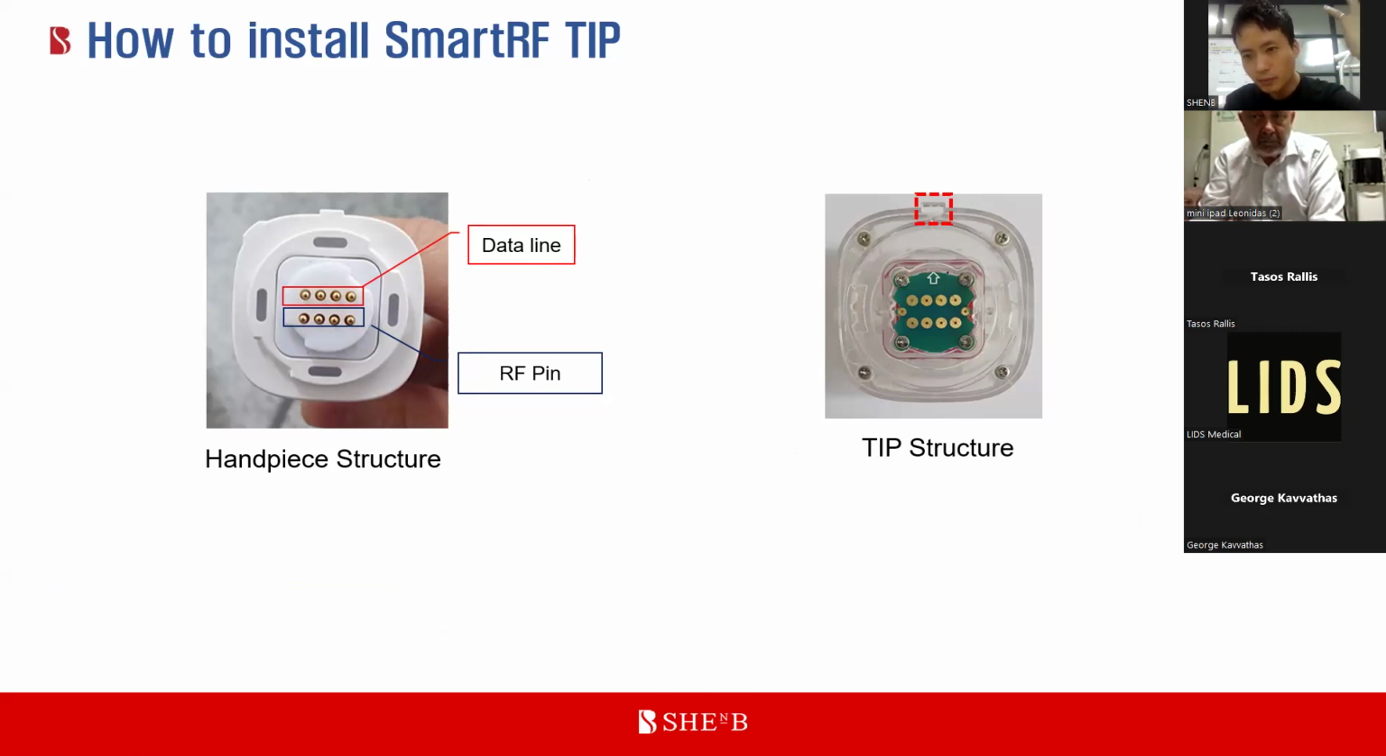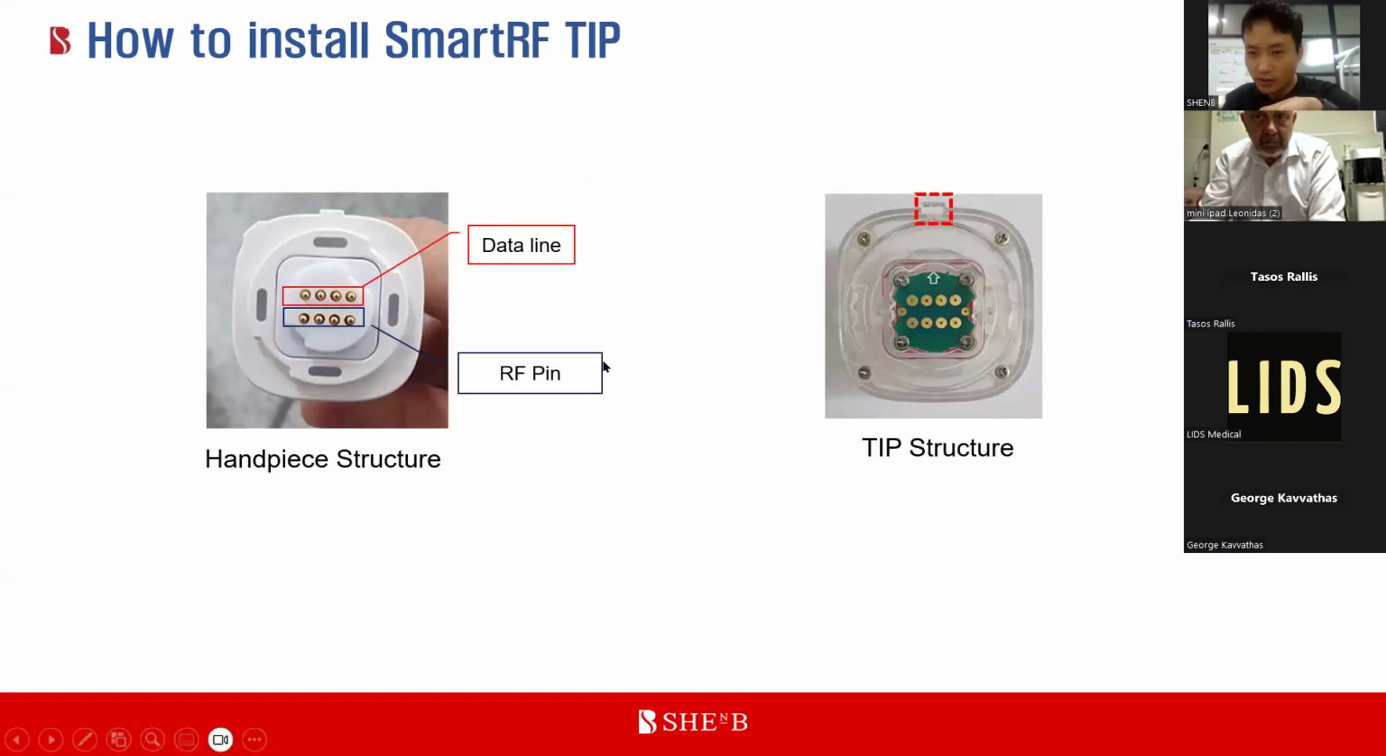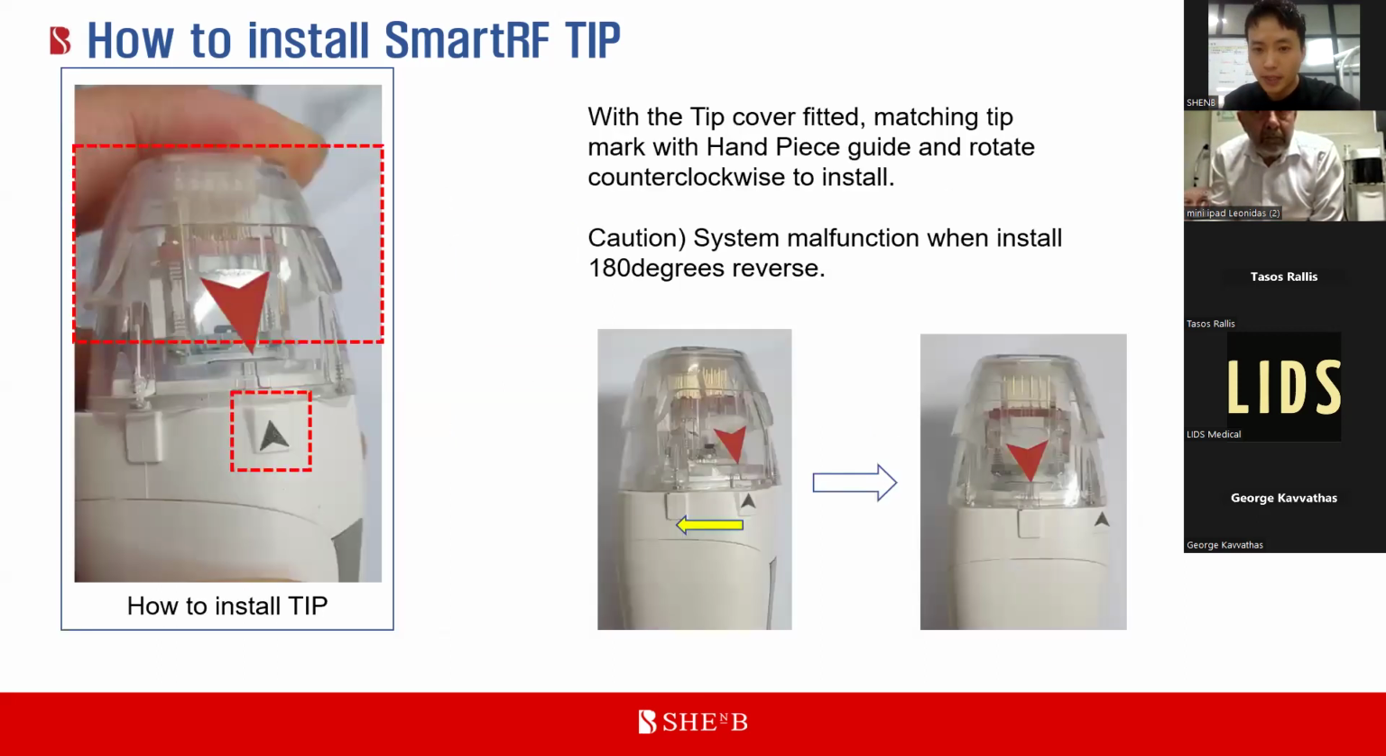Sometimes if we force the tip onto the handpiece without using the guide, it can still be connected if we push it in. But since the data line and output line are different, it will cause miscommunication, plus sometimes burn on the handpiece, which means heat. So we always have to follow the tip guide to match the arrows and then turn it clockwise.